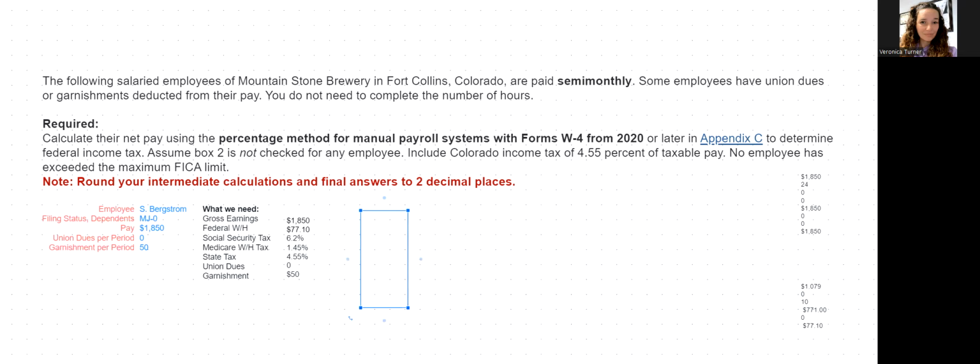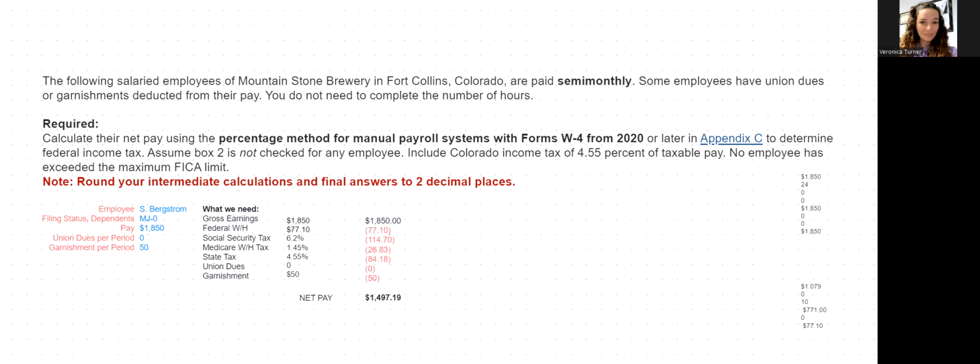So now if I use my handy dandy calculator, I have 1850 subtract 77.10 minus 114.70 minus 26.83 minus 84.18 minus 50 gives me his net pay of 1,497.19. Ta-da! So that's how we're going to calculate his net pay.